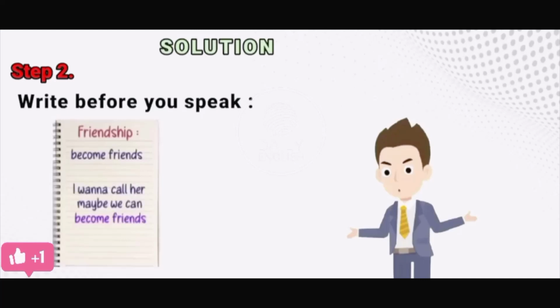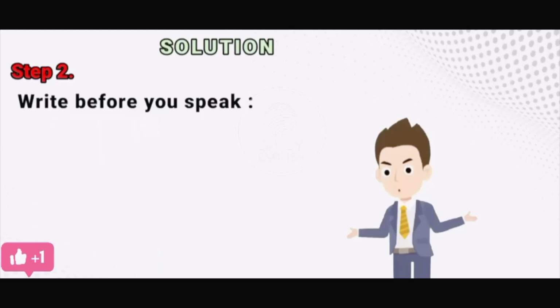I want to call her. Maybe we can become friends. And as you make these sentences, make sure to write everything down in its section in your notebook. So now, you know the topic. You have some different sentences with different words and nouns and verbs and adjectives and phrases.